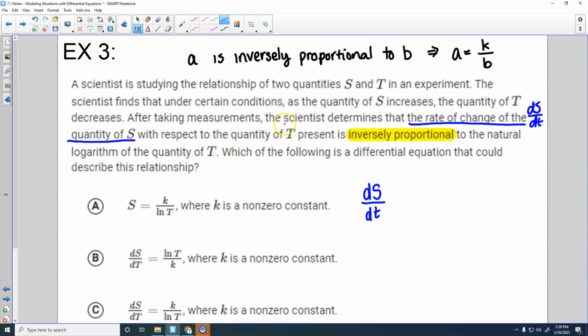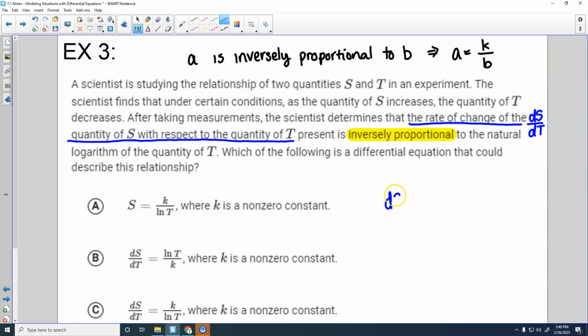With respect, oh wait, hold on. I've messed up. It is the rate of change of the quantity S with respect to the quantity of T. What's wrong about what I just wrote? I need the capital T. There, I've proven my point on this. So it's dS/dT with a capital T. Related rates, it was almost always time, right? It was dx/dt, dy/dt, it can be another variable for that.